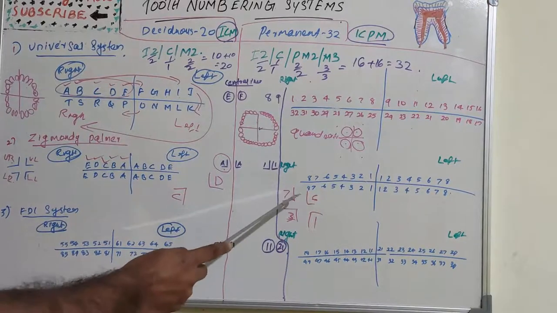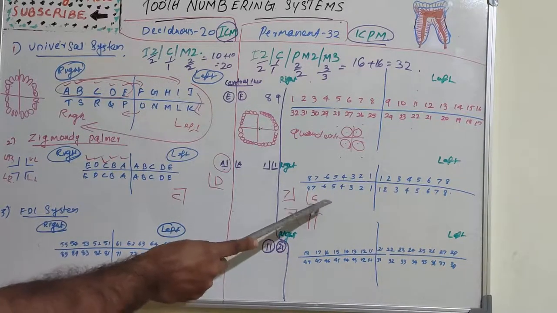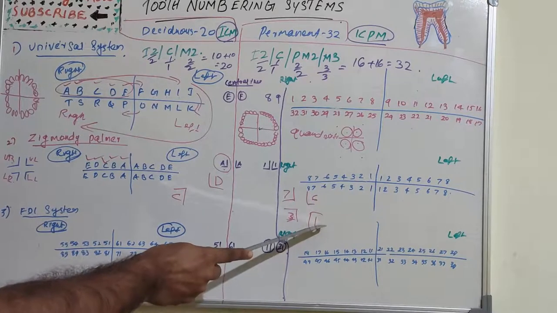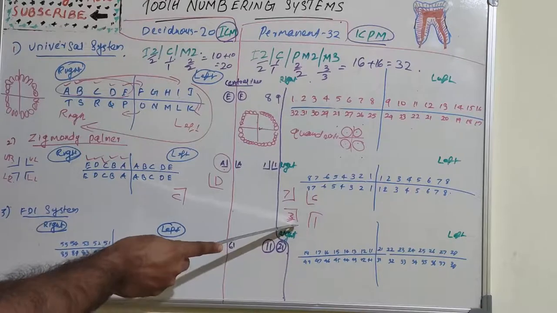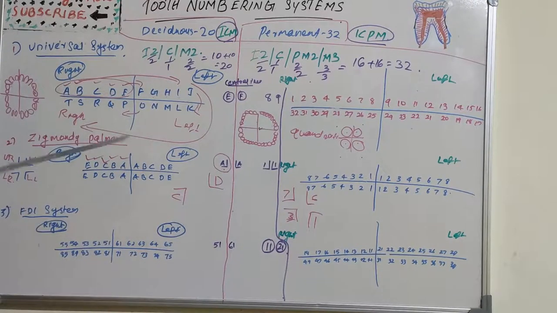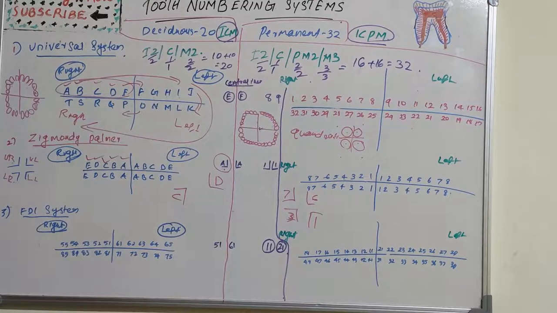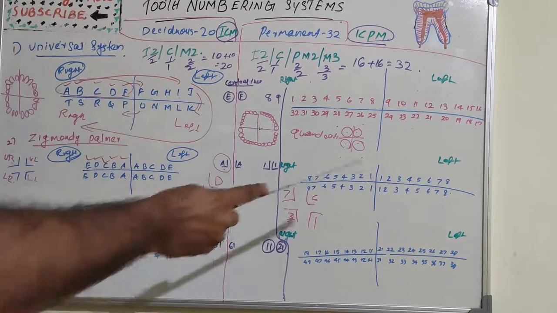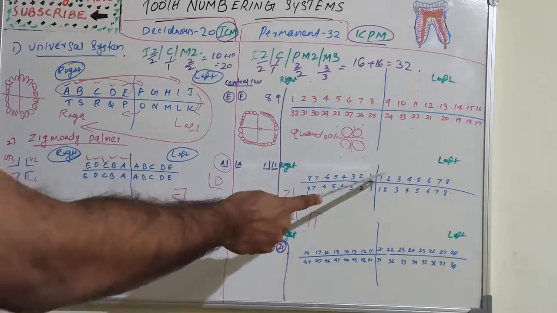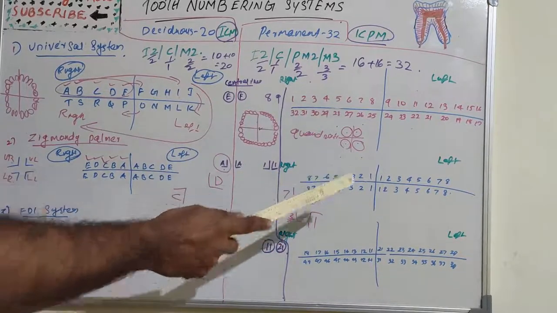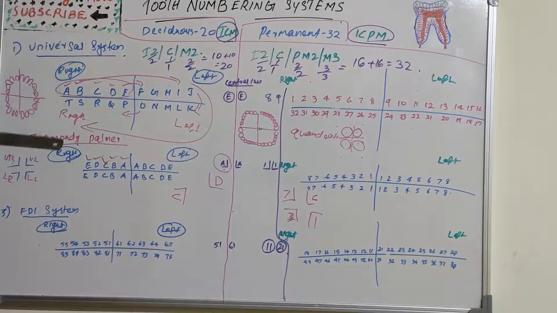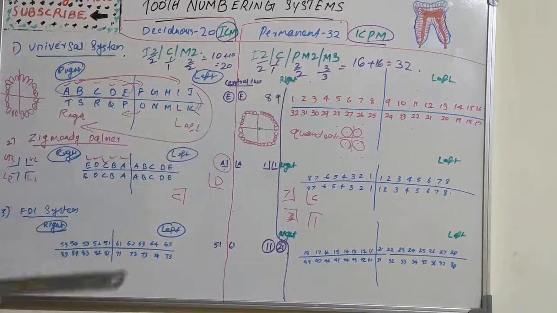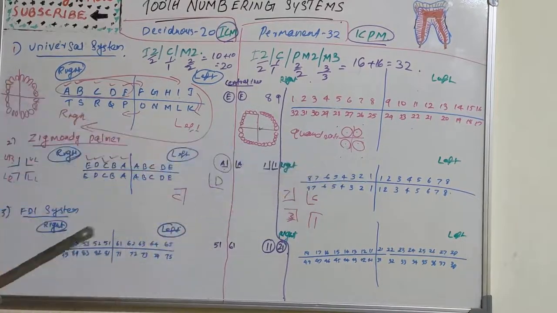So this is upper right second molar, this is upper left first molar, this is lower left central incisor, this is lower right canine. Okay, so it is changing based on the quadrant, but all the teeth in one quadrant have the same number. So 1 means it is central incisor, 2 is lateral incisor, 3 is canine, 8 is third molar. But it is not like that in universal system. Every tooth has a different denotation. Here all the sets of teeth have the same denotation, only the quadrant changes. Okay, so that is the Zsigmondy-Palmer system.